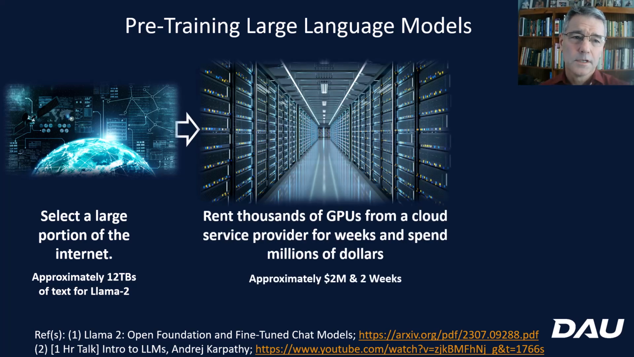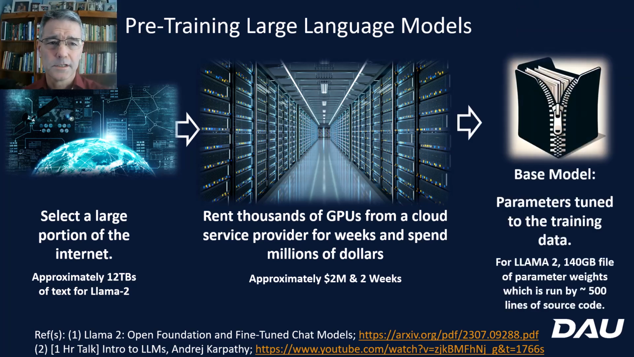Then you spend millions of dollars to rent thousands of GPUs from a cloud service provider. So GPU stands for Graphics Processor Unit. Now, GPUs were originally designed for processing computer graphics. These versions we'd need would be adapted to train neural networks. And they can do large numbers of computations in parallel, and they're good for adjusting a large number of parameters during the training.